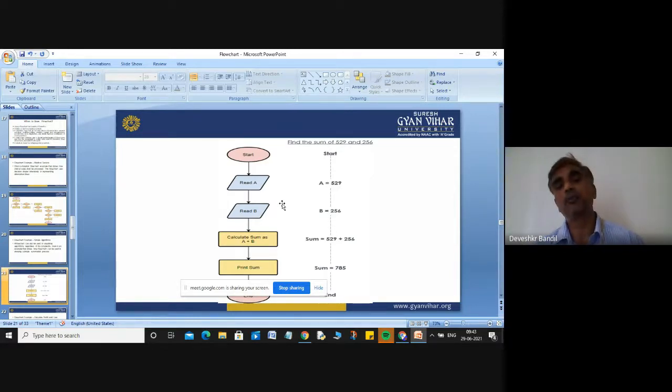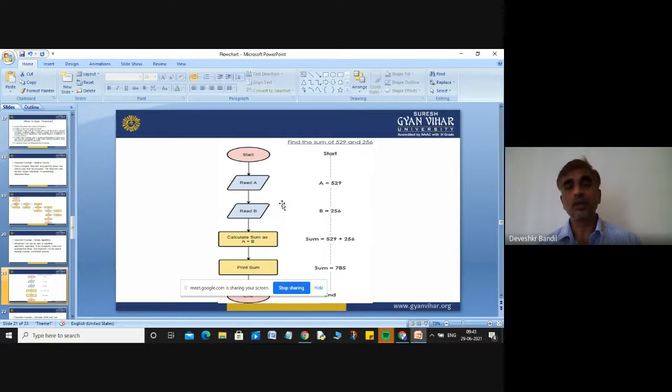here I have to draw the flowchart for the sum of two numbers, and I have taken the two numbers. The first number is 529 and the second number is 256. Okay, so first of all you will start. After that you will read the two values, your first value and the second value. Okay, and after that you will calculate the two values, and after that your sum will be produced. Okay, and then you will print the sum, and after that your flowchart will be finished through the terminator.